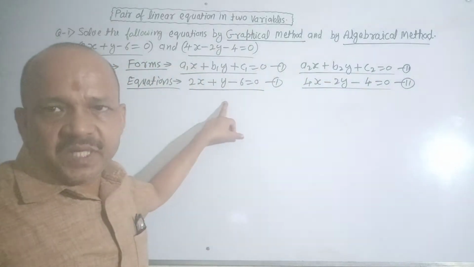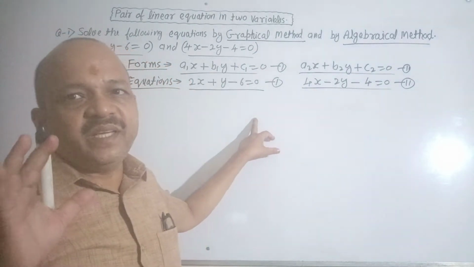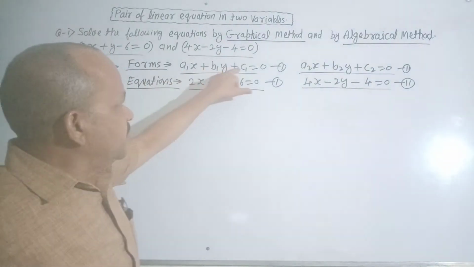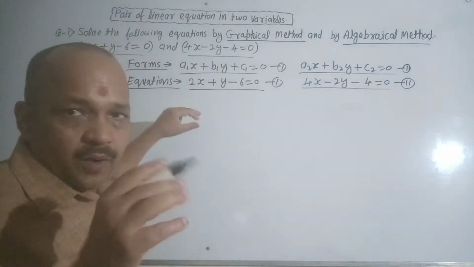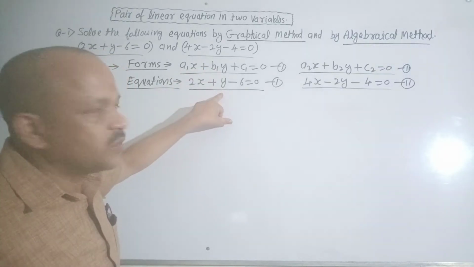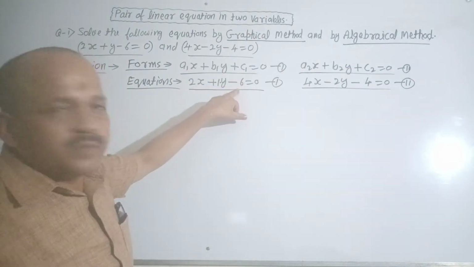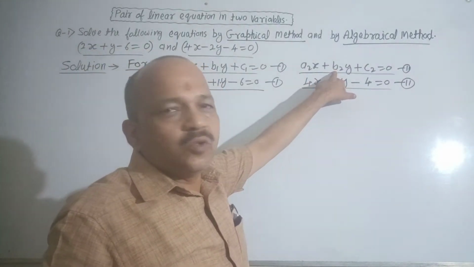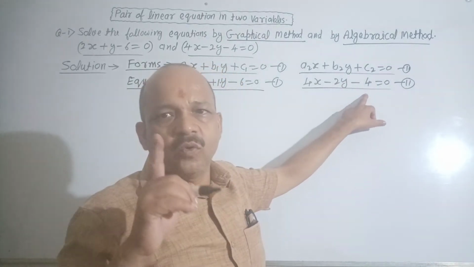It is the first equation and it is the second equation. You can solve your question very easily. It is very easy. Here a1, b1, c1, a2, b2, c2. It means the value of a1 is 2, the value of b1 is 1, the value of c1 is minus 6, the value of a2 is 4, the value of b2 is minus 2, the value of c2 is minus 4.